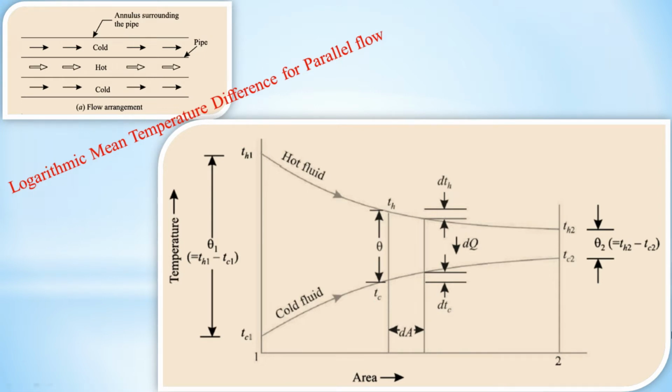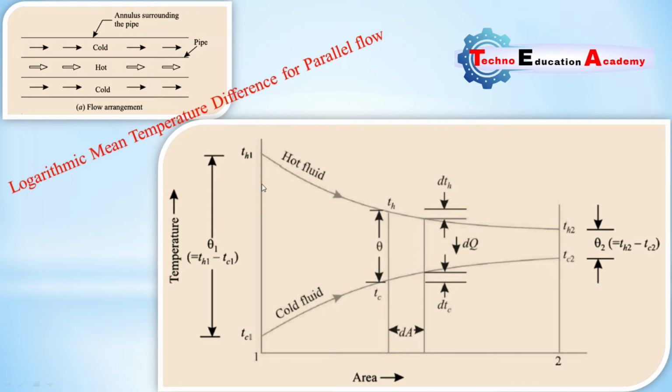Now you can see that the direction of the hot fluid and cold fluid are the same. It is also represented through a flow diagram. Here you can see that this is the direction of the cold fluid and this is the direction of the hot fluid. The direction of both fluids remains the same. Whenever they exchange heat between hot and cold in this way, it is called a parallel flow heat exchanger.